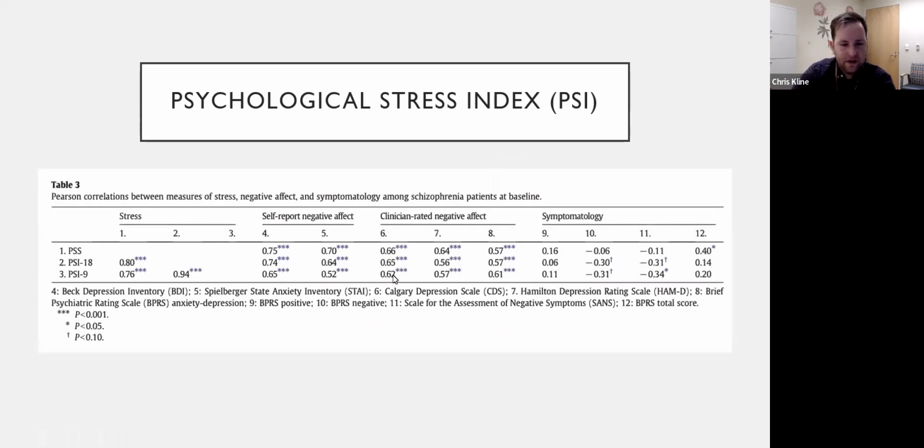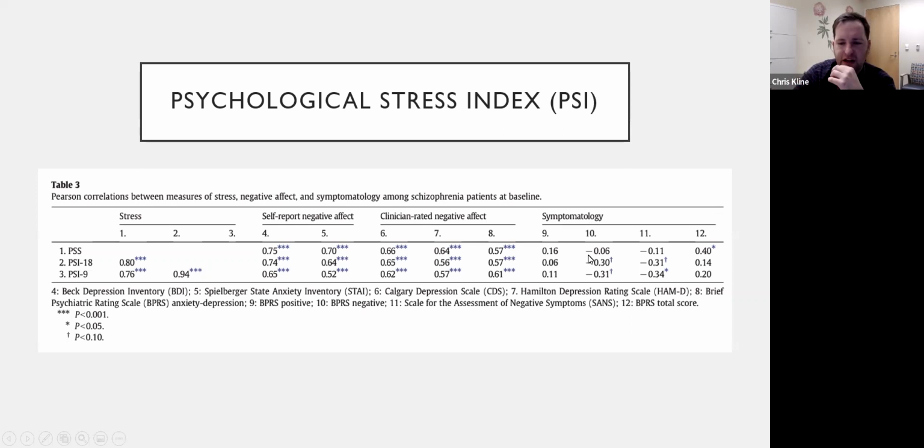So this table has a lot going on, but we'll just go through it piece by piece here. Basically, it's summarizing correlations between measures of stress, negative affect, and clinical symptoms among the schizophrenia group. And so if we're looking at columns 1 and 2 here, both versions of the Psy 9 were highly correlated with the perceived stress scale. Looking across columns 4 through 8, which are different measures of clinician and self-reported negative affect, both tools showed good correlations with negative affect, though the Psy 18 seemed to have stronger correlations compared to the Psy 9 tool.